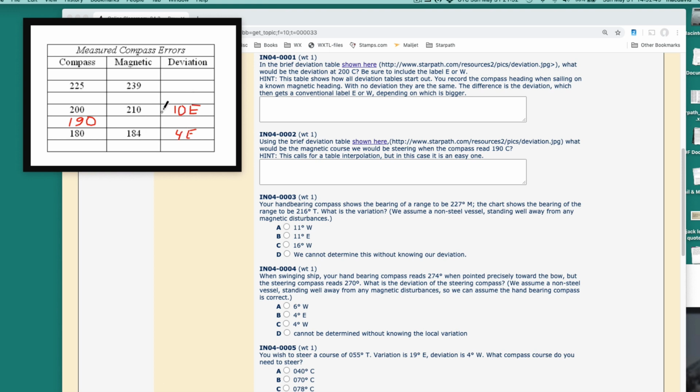Or we could figure the deviation here, and this is going to be halfway between those, so we know this is 7 east, right? I'm interpolating. This is 10 east, that's 4 east, 200, 197. So this is going to be 197. You could also just take a calculator and say 210 plus 184 equals, that divided by 2 equals 197. That's another way to do that one.